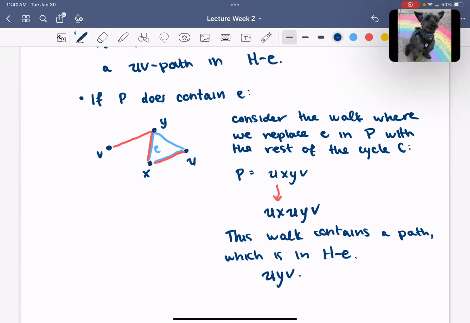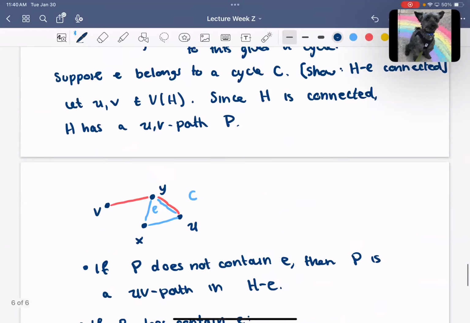Yeah. A path. Yeah. So, okay, what have we done? We picked an arbitrary pair of vertices and we showed that they were connected by a path. And so that tells me that H minus E is connected. So that completes the proof.